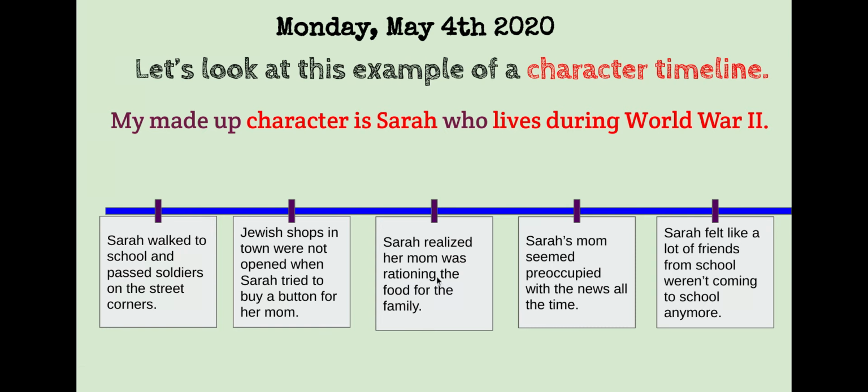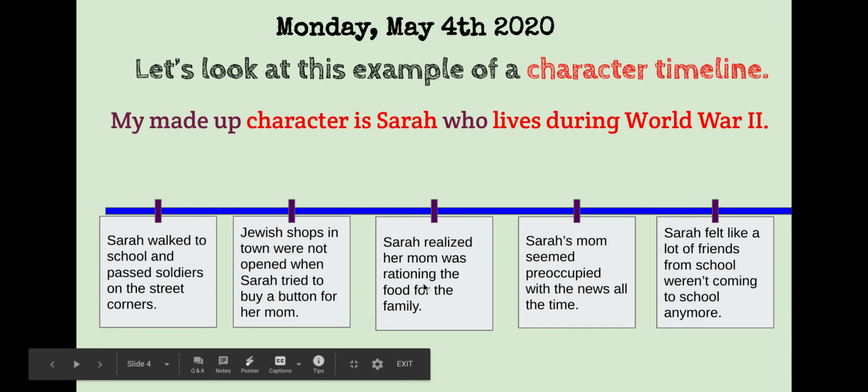That means they're being careful with how much each person ate, so there wouldn't be too much waste. Fourth event. Sarah's mom seemed preoccupied or worried with the news all the time. And fifth event, Sarah felt like a lot of friends from school weren't coming to school anymore. So these could all be from the same day or the same two days, right? Just a moment in time.